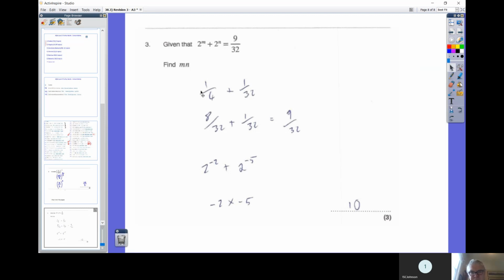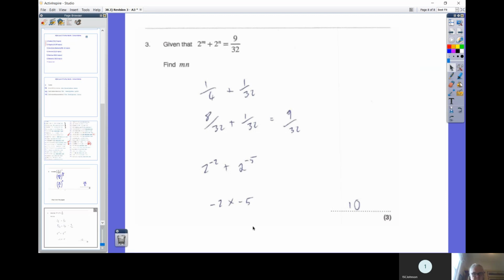Now, when you've got that far, it's fine, because what is a quarter? A quarter is 2 to the power of minus 2. And what is 1 over 32? Well, that is 2 to the power of minus 5. So we've established that m is minus 2 and n is minus 5. And then to answer the question, find mn, we've got to multiply these two together. Minus 2 times minus 5 is plus 10.